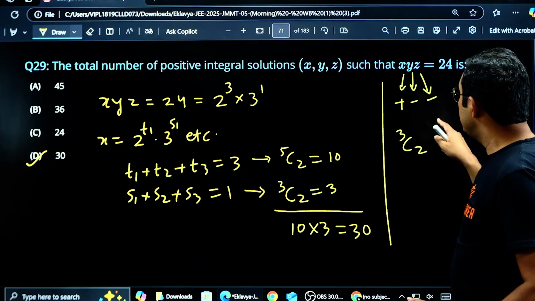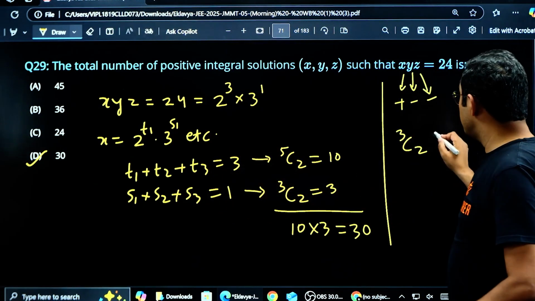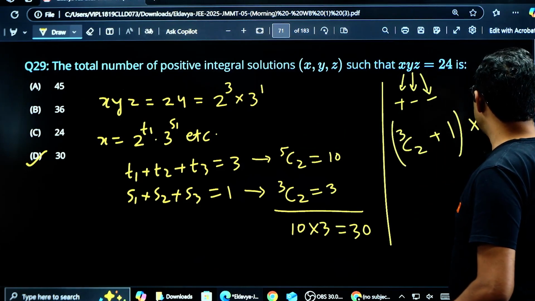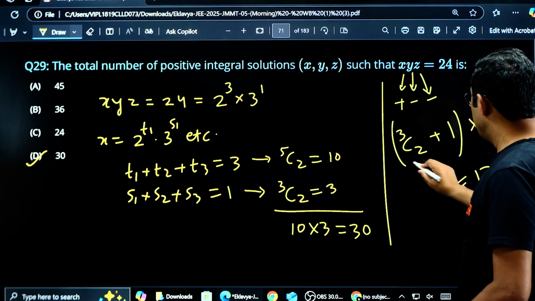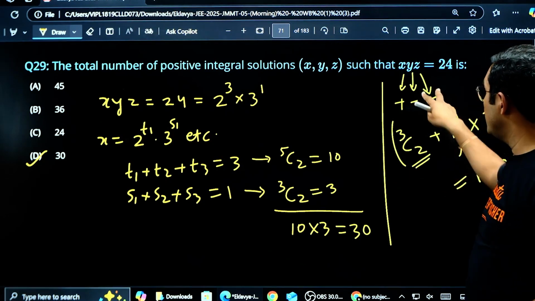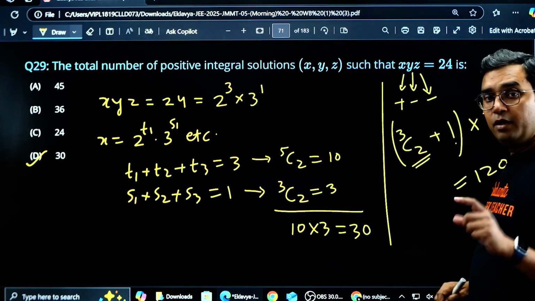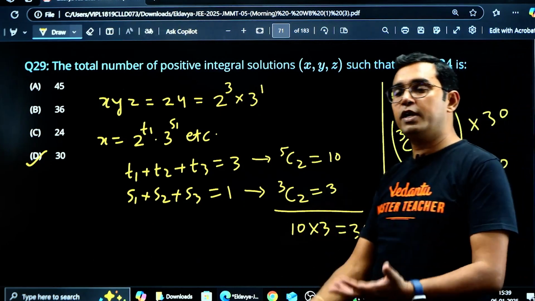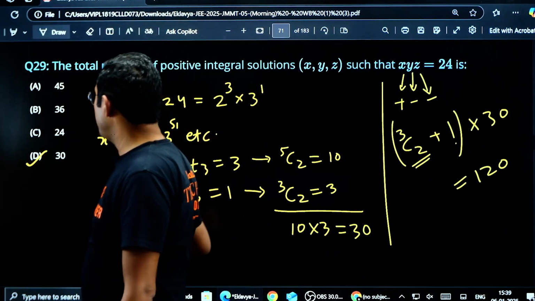Okay, and also one more thing, when all are positive, this into 30, then this answer becomes 120 actually. This 3C2 is for those cases when 2 are negative, 1 is positive. This is for all are positive, which we have calculated here, and this 30 will be actually copied 4 times. So then it becomes 140.